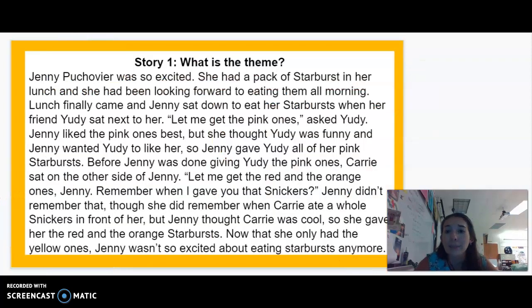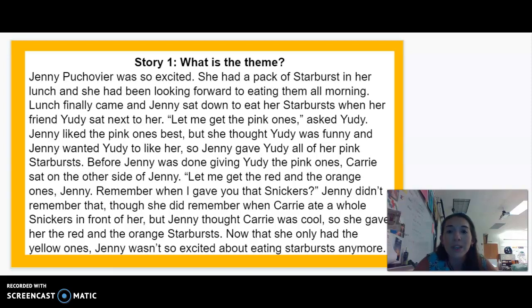Let's work with an example. So let's try and see if we can determine what the theme of this piece might be. Jenny Puchover was so excited she had a pack of Starbursts in her lunch, and she had been looking forward to eating them all day. Lunch finally came, and Jenny sat down to eat her Starburst when her friend Yudi sat next to her. "Let me get the pink one," said Yudi. Jenny liked the pink ones best, but she thought Yudi was funny, and Jenny wanted Yudi to like her. So Jenny gave Yudi all the pink Starbursts.